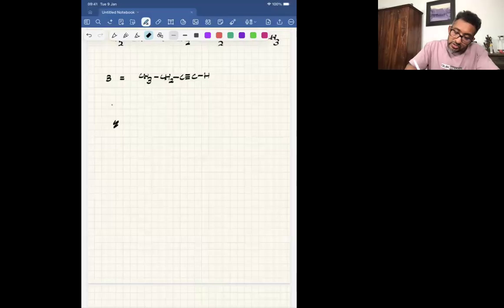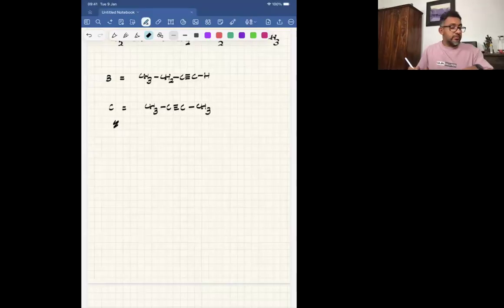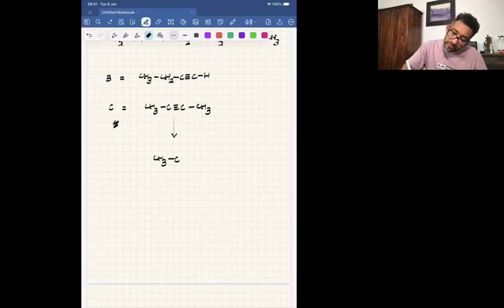So C is an isomer. What is the isomer? CH3, C triple bond, C, CH3. It gives D when reacted with dilute sulfuric acid and HgSO4, H2SO4. It gives you a ketone. What did you add? You add HgSO4 and also H2SO4.